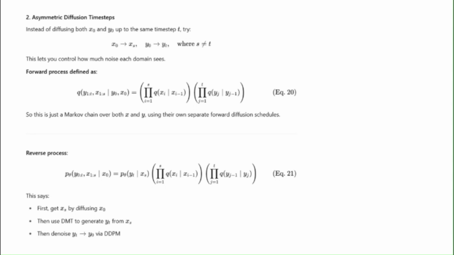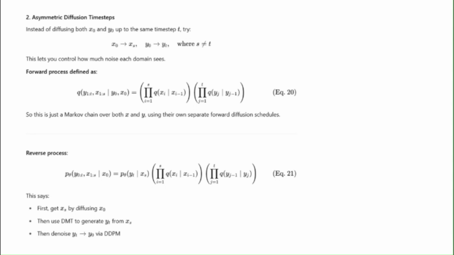We can observe here that t and s are different, which is why our method is called asymmetric, and the generative process becomes p of theta yt given xs, the product from i equal to 1 to s of q xi given xi minus 1, and finally we multiply the result with q yj minus 1 given yj, where j ranges from 1 to t. This formulation maintains the Markov structure of the diffusion process and remains probabilistically valid.